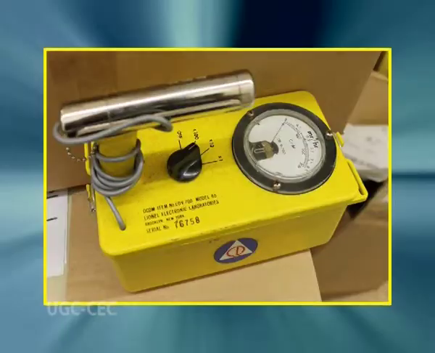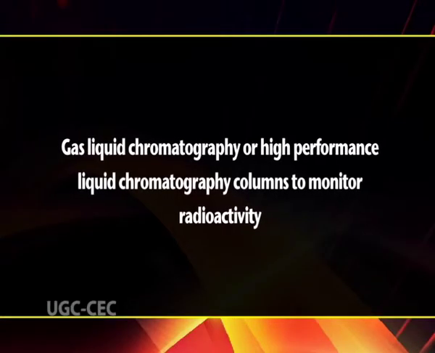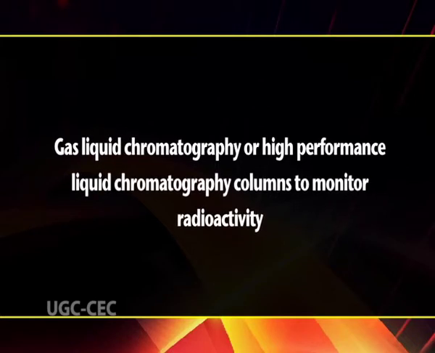Radioisotopes are frequently used for tracing metabolic pathways. This usually involves adding a radioactive substrate, taking samples of the experimental material at various times, extracting and chromatographically separating the products. Radioactivity detectors can be attached to gas-liquid chromatography or high-performance liquid chromatography columns to monitor radioactivity coming off the column during separation.